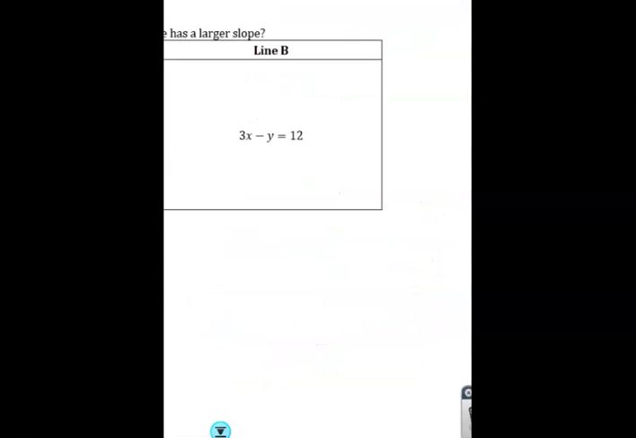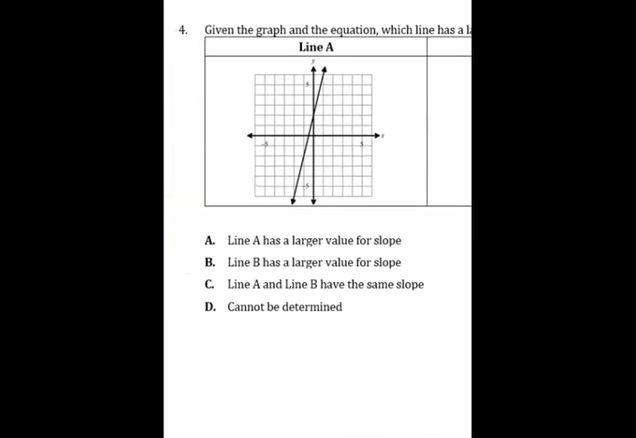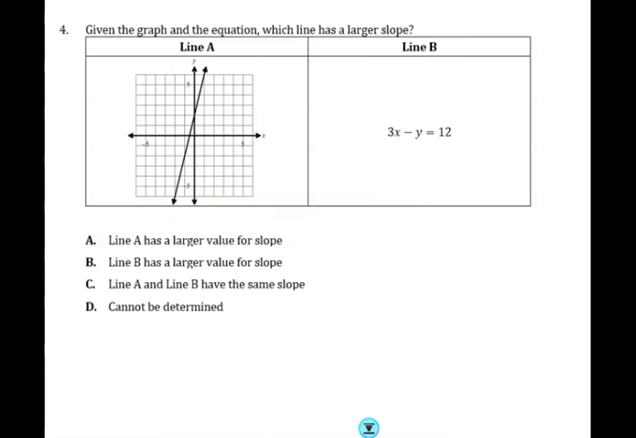All right, folks, the last one. So we need to compare these two. So given the graph and the equation, which line has a larger slope? So I need to write the equation for both of them so I know what the slope is. All right? Number 4. So I'm going to find my slope by picking 2 points that are on the line. You want to find them right on that corner because that's an exact point.